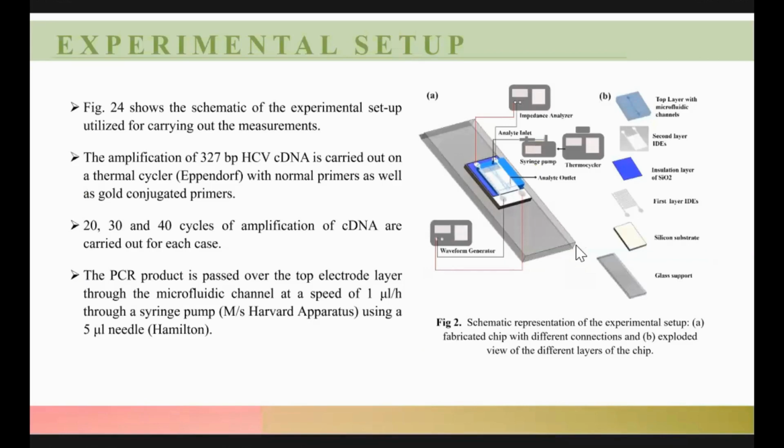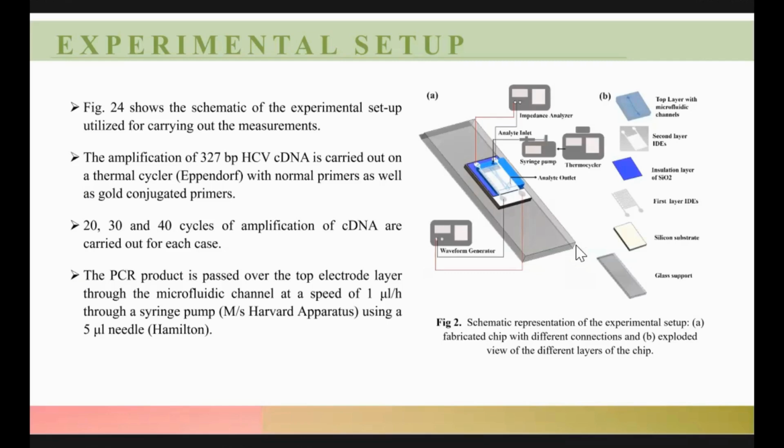So our experimental setup is shown in this slide. We have a thermocycler, an Applied Biosystems thermocycler, where we do the PCR experiments. We do 20, 30, and 40 cycle PCRs as of now. And then we take the analyte out of the thermocycler, and we flow it over the top layer electrode.